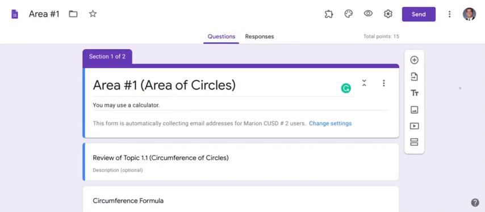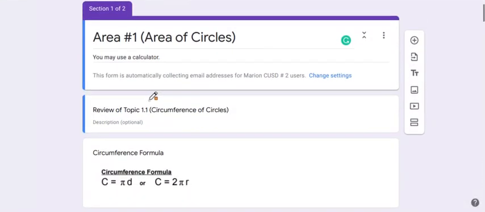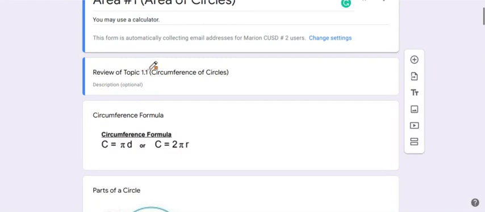Okay, I am here in area number 1, Google form. We'll be talking about area of circles. You may use a calculator on these problems. So first we're going to review topic 1.1 when we talked about the circumference of circles.